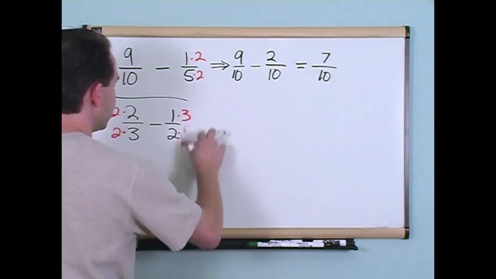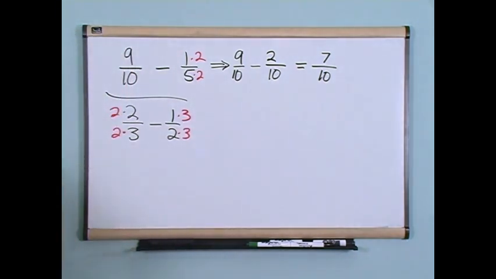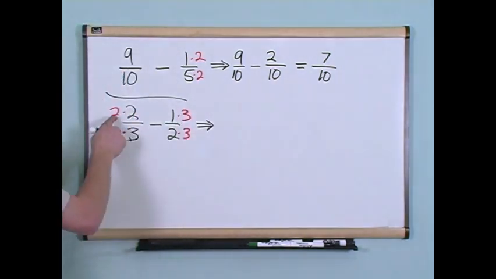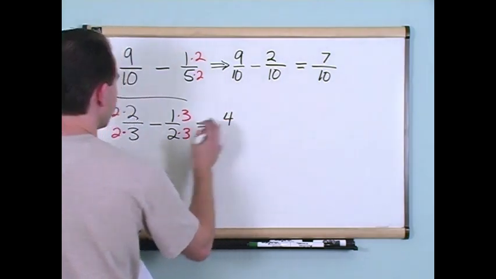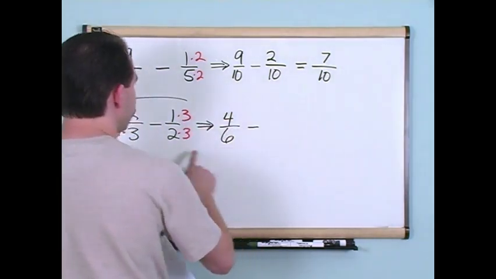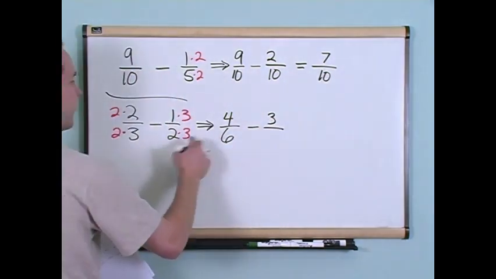Let me go ahead and make this clear. Multiply this by 3. I'm going to come back and explain everything in a minute, but let's go ahead and figure out what that would do. 2 times 2 would give us 4. 2 times 3 would give us 6, and I'm subtracting. Here, 1 times 3 would give me 3. 2 times 3 would give me 6.